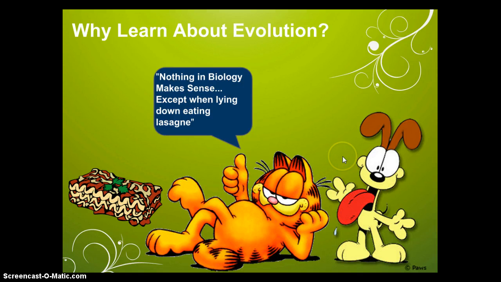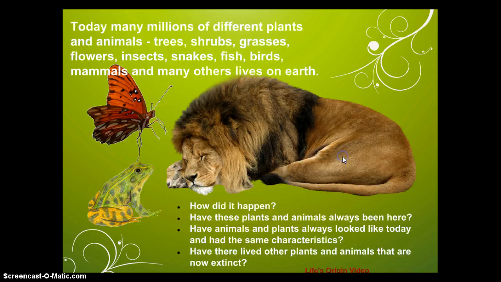Here you can see down here a few questions. We'll come back to those. But you'll know that today there are many millions of different plants, animals, trees, shrubs, grasses, flowers, insects, snakes, fish, birds, mammals, and many other kinds of life on Earth. And how did that come about?